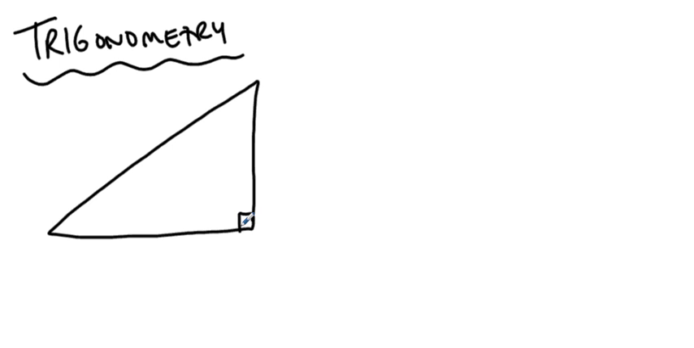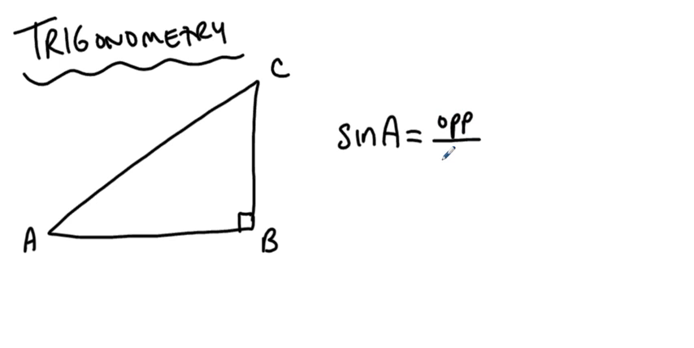If I have a right triangle and I'm considering angle CAB, then we traditionally define the sine of angle A as the length of the so-called opposite side to the length of the hypotenuse.